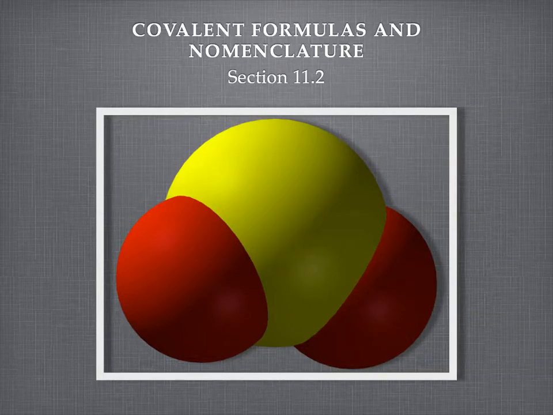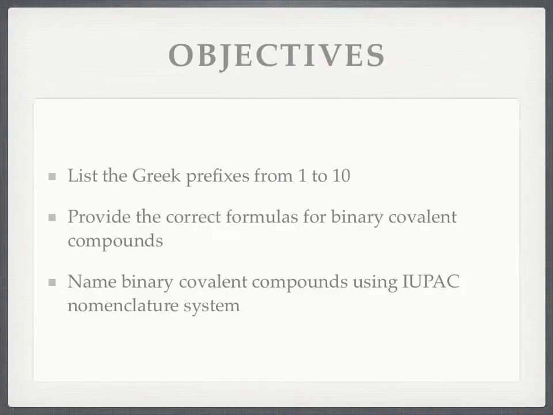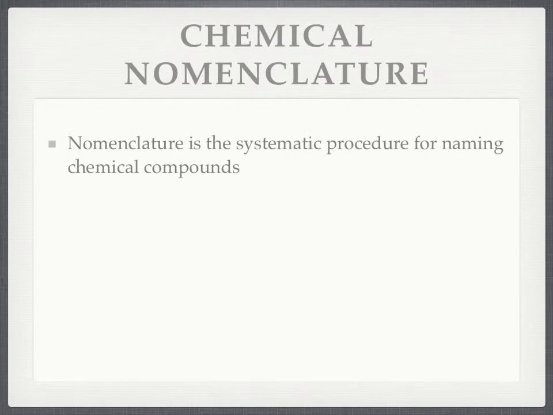This is section 11.2, covalent formulas and nomenclature. The objectives here are to know the Greek prefixes from 1 to 10, write formulas for binary covalent compounds, and name them using the proper nomenclature. When they talk about nomenclature, they simply mean the systematic approach. It's a way of following the rules to name these things. And so all the things that we've done in chemistry, naming wise, would be considered the nomenclature.